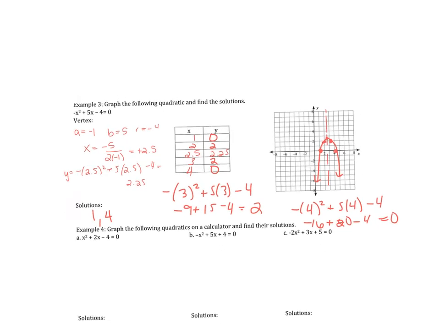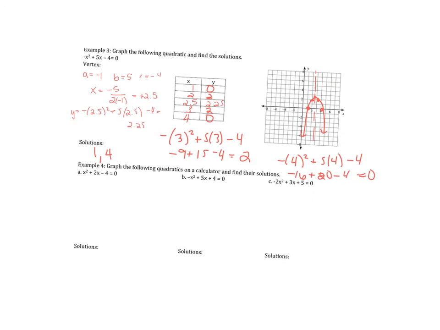All right, I am going to leave example 4 for your teacher to show because it is a lot easier to do when you have the calculator in front of you and you're doing it. And so I will leave you there. Good luck.